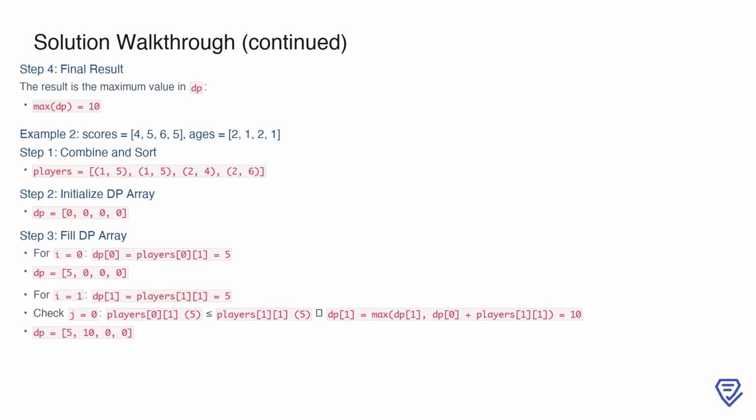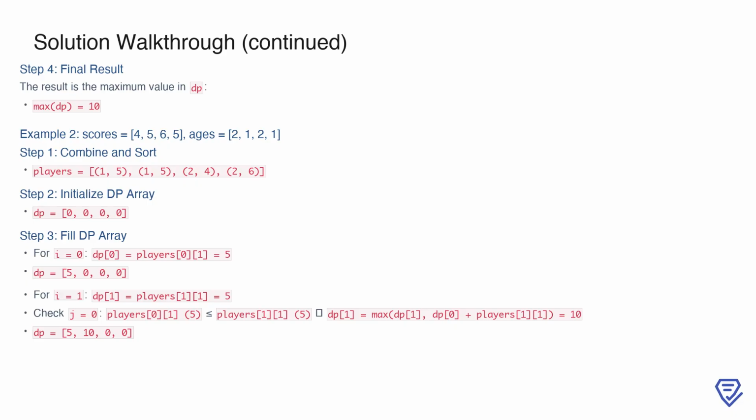At this point, we can determine the result for the first example. The maximum value in the DP array represents the highest score we can achieve while satisfying the no conflicts condition. For this example, the maximum value in DP is 10.